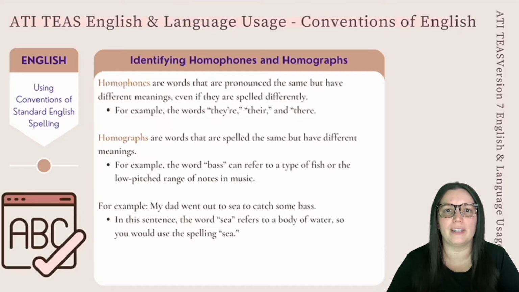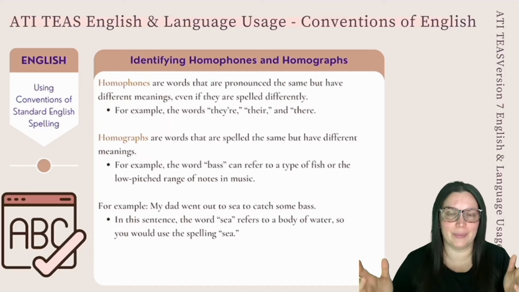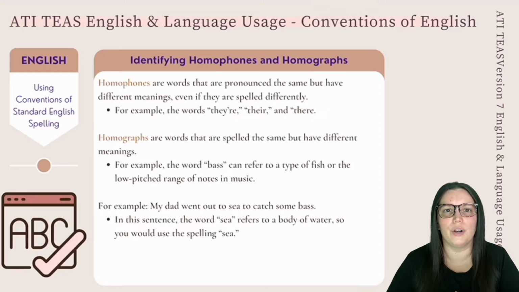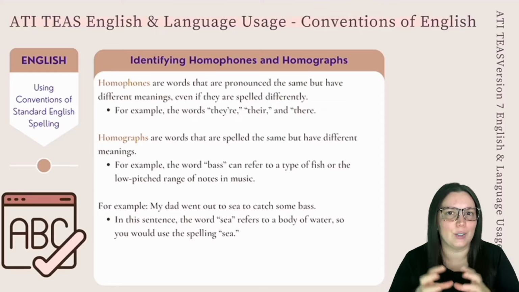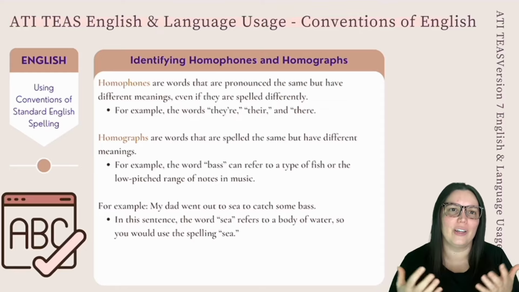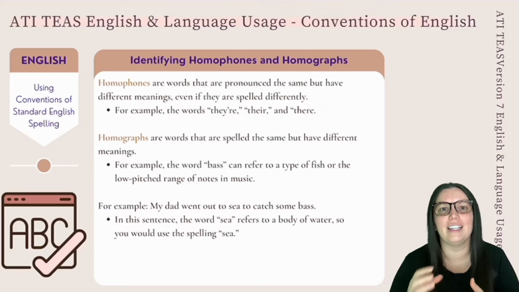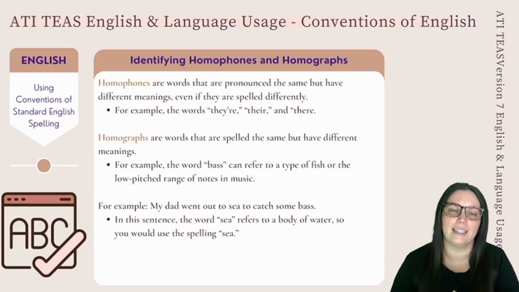Homographs are words that are spelled the same but have different meanings. So for example, the word bass can refer to a type of fish, or bass, spelled exactly the same, can be a low-pitched range of notes in music. You're going to be taking the ATI-TEAS, and this is going to be difficult. You're going to have to identify which spelling and meaning is used based on the context of the sentence.